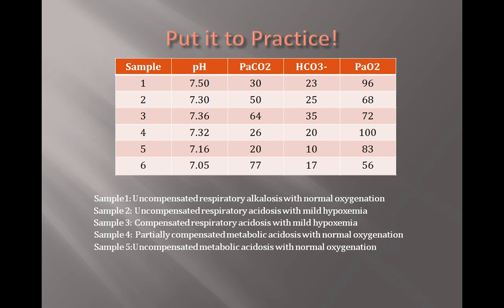Now for the last one, profoundly acidemic with an elevated partial pressure of carbon dioxide and a low bicarb along with poor oxygenation. What would your summary statement say? You would be right if you said uncompensated respiratory and metabolic acidosis with hypoxemia. In this case, both the respiratory and metabolic parameters show an acidosis compounding the acidemia.